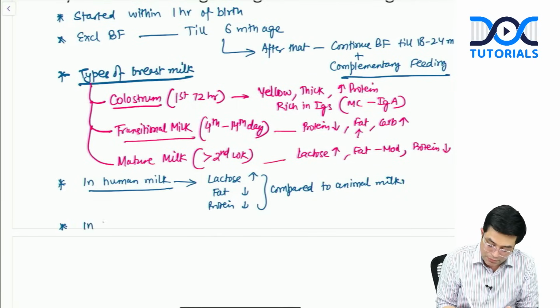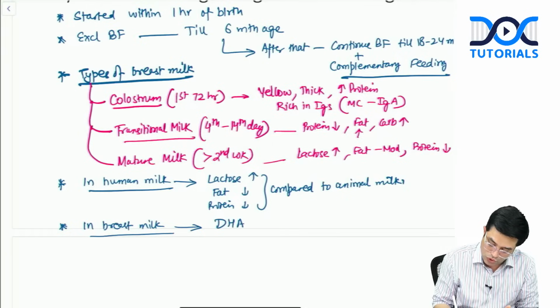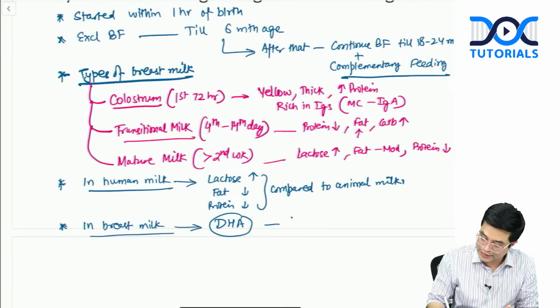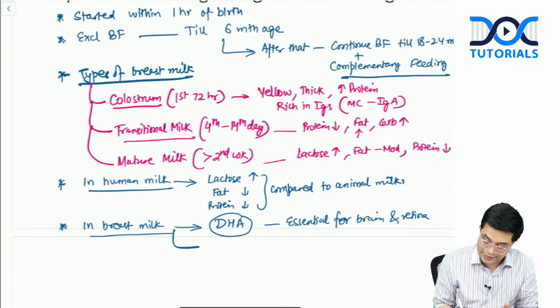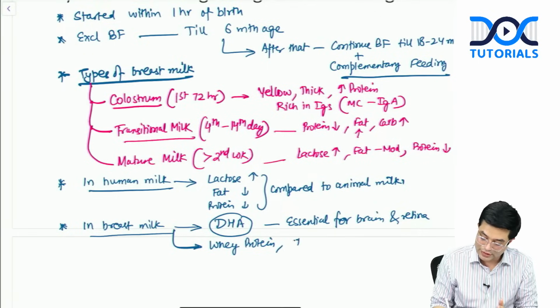Remember that in breast milk, that is the human milk, there is DHA which is present, docosahexaenoic acid, which is essential for brain and retina. ये animal milk में नहीं मिलता. Secondly, breast milk के अंदर whey protein होता है. Also, it is rich in amino acids like taurine and cysteine, जो कि animal milk में नहीं मिलता.